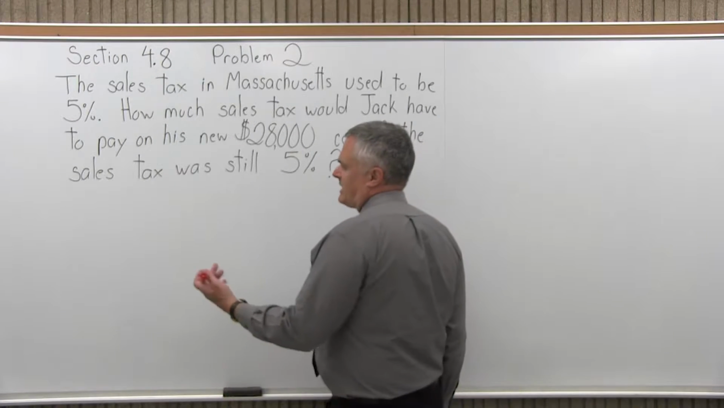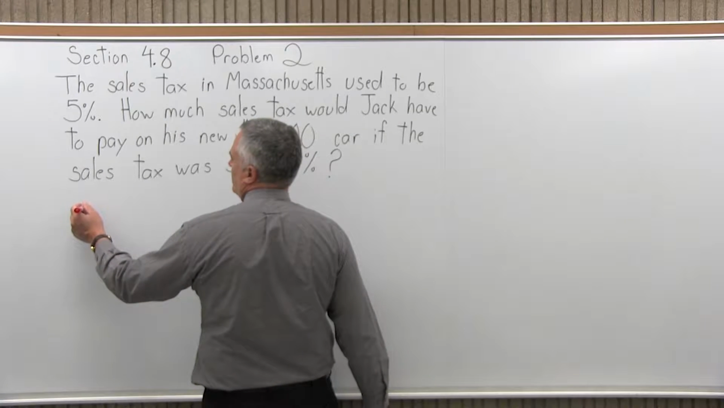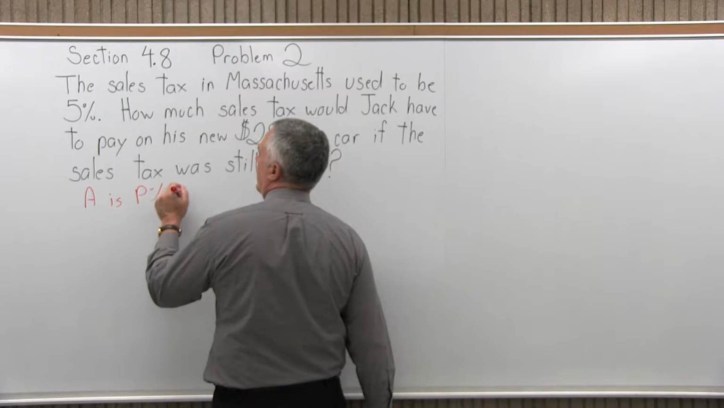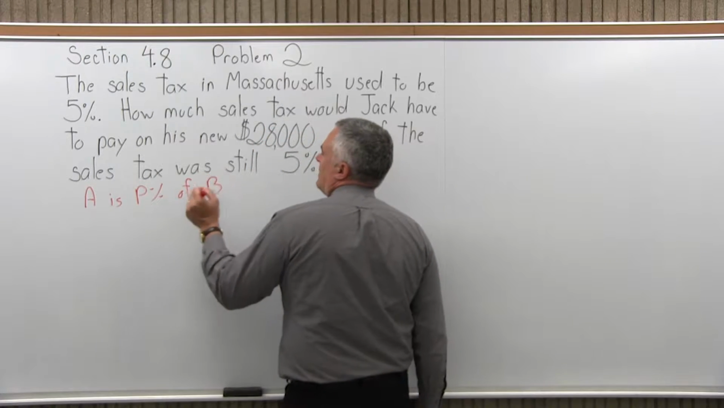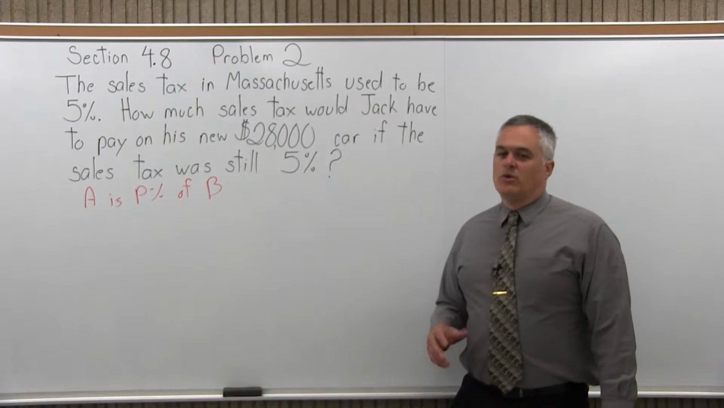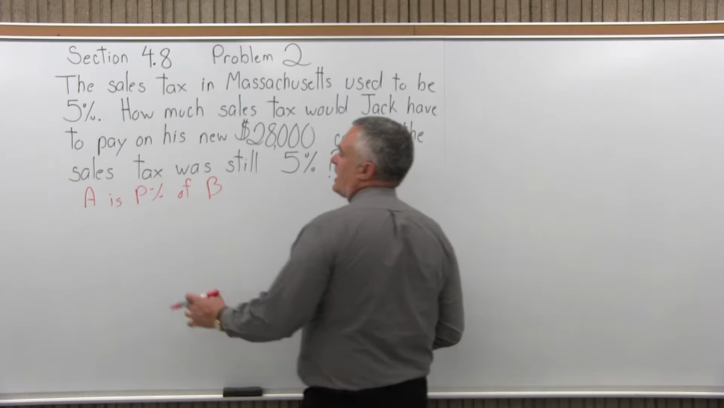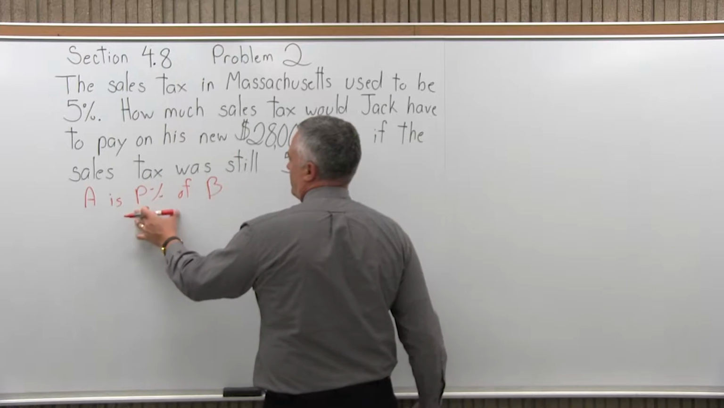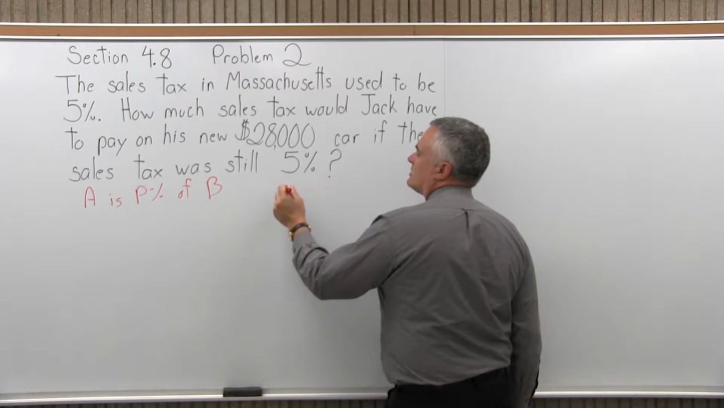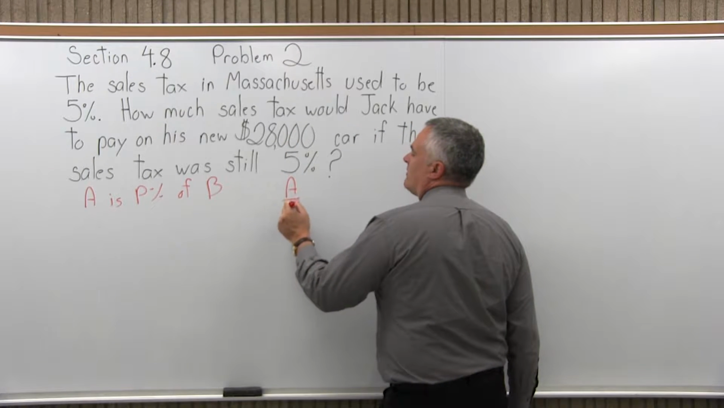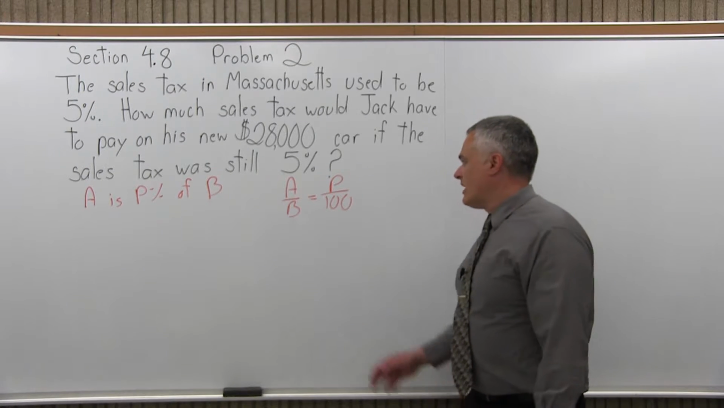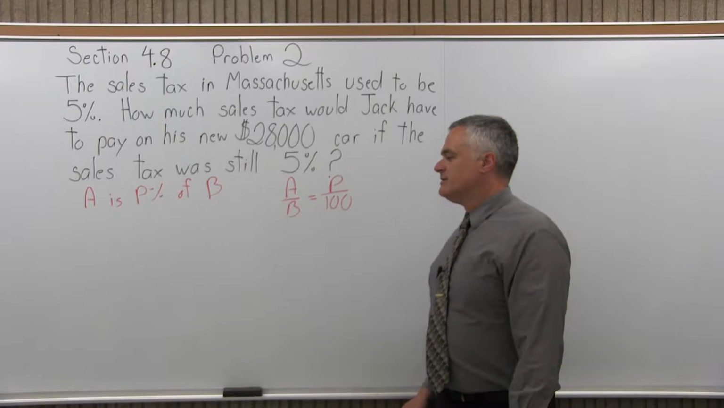So we set it up the same way. Basically, I want to be able to write the problem in the form A is P% of B. And that's not the only way to do one of these sales tax problems, but this one formula works for every type of percent. So that's why I like it. I know if it's a percent problem, I go to this and it's going to work. And if I can write it in the form A is P% of B, I can use the formula A over B equals P over 100. And hopefully I'll only have one unknown, and then I can figure out what it is.